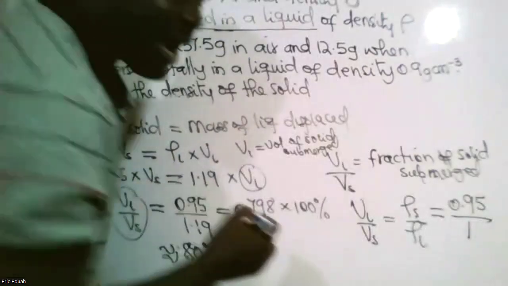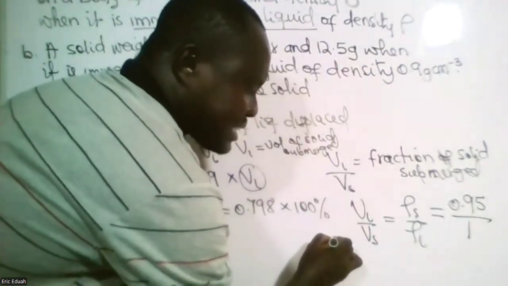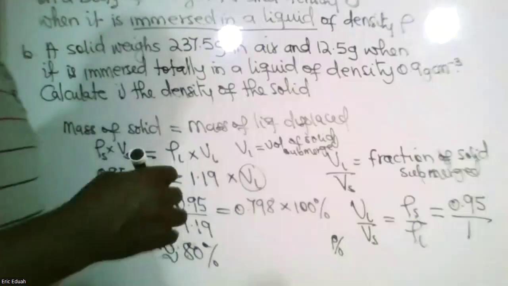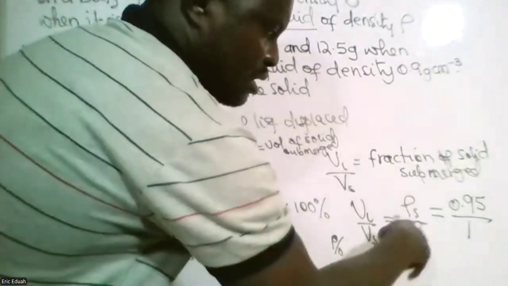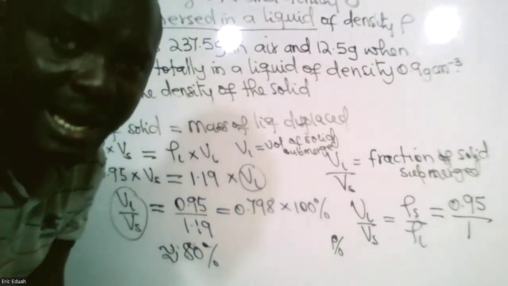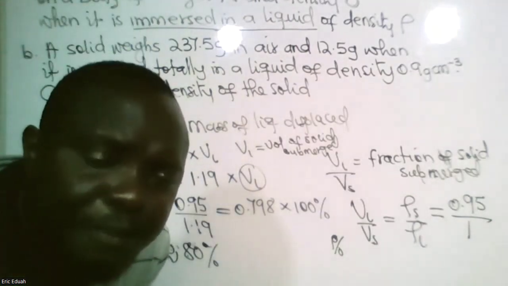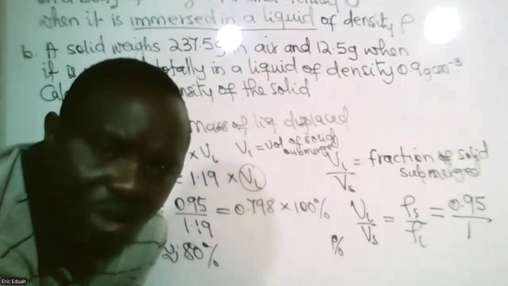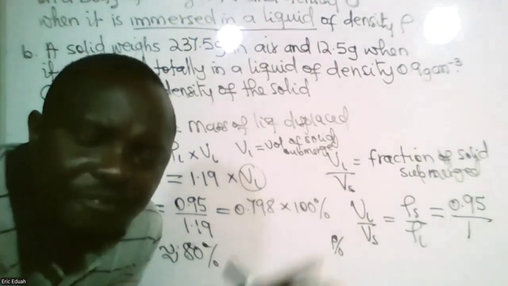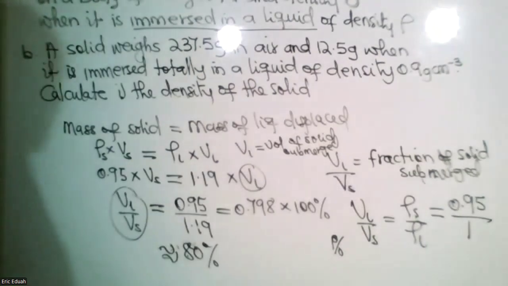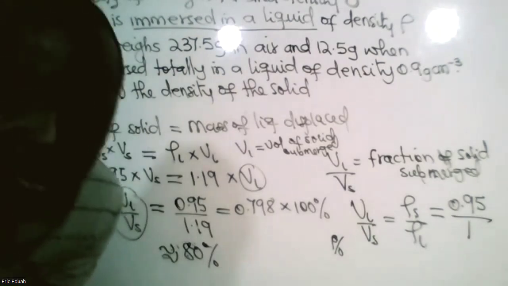So for an iceberg, the percentage fraction is always about 95%, meaning whenever you drop ice on water, about 95% of the volume of ice is hidden in the water. What you see is just about 5%. So this is the concept applied in determining fraction submerged.